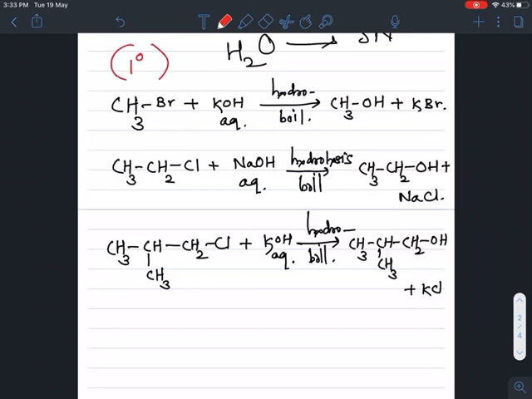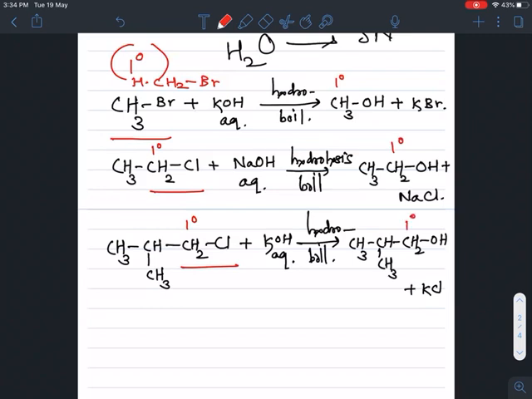These all are primary alkyl halides. Here this is CH3CH2Cl, and CH3Br, that is, we can write it as H-CH2-Br. So CH2X is the functional group of primary alkyl halide, and we get its corresponding which type of alcohol? Primary alcohol. What is the meaning of primary alcohol?